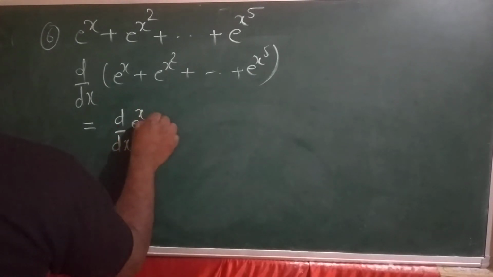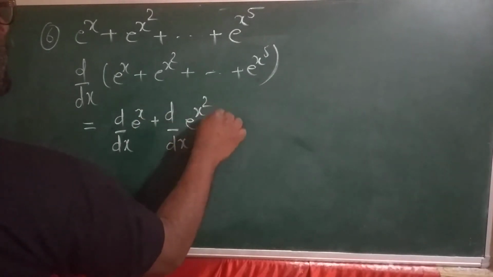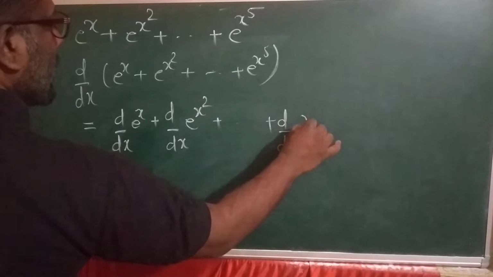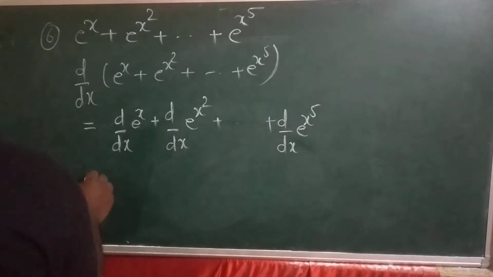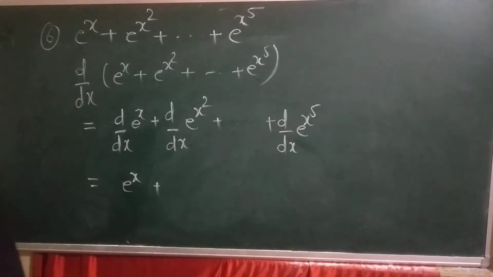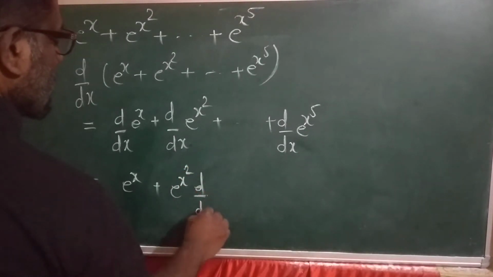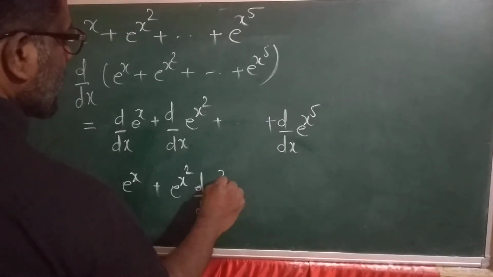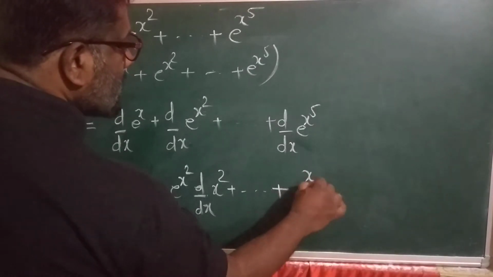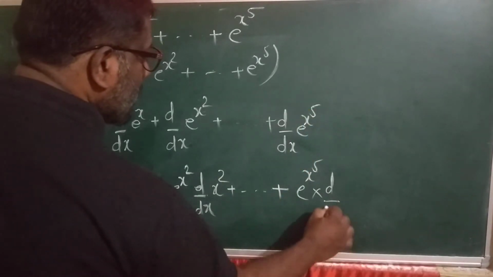e to the power x plus differentiation of e to the power x square plus up to differentiation of e to the power x to the power 5. Differentiation of e to the power x is e to the power x only. Here, differentiation of e to the power x square is e to the power x square, and differentiation of this x square also by chain rule, plus e to the power x to the power 5, and for the differentiation of this x to the power 5 also.